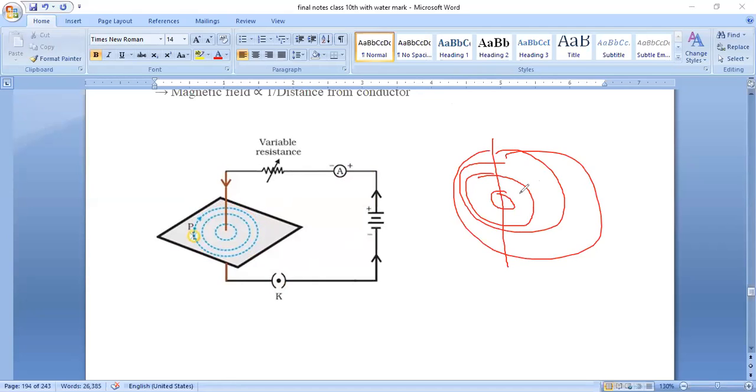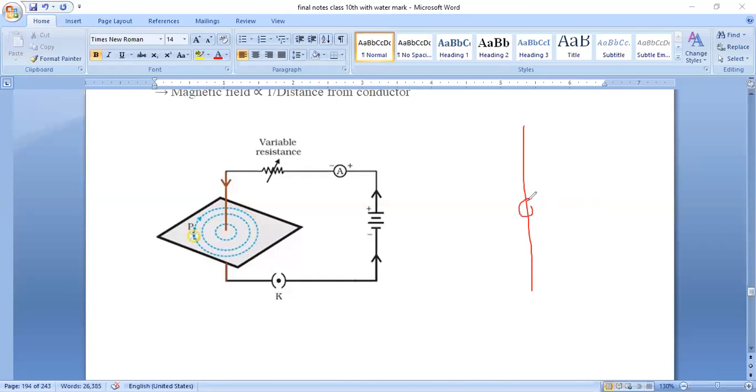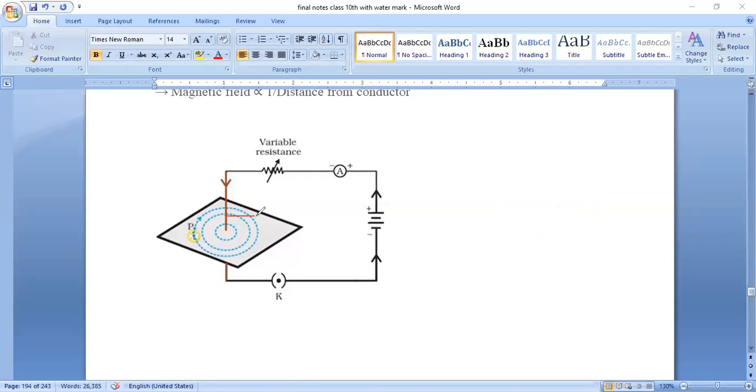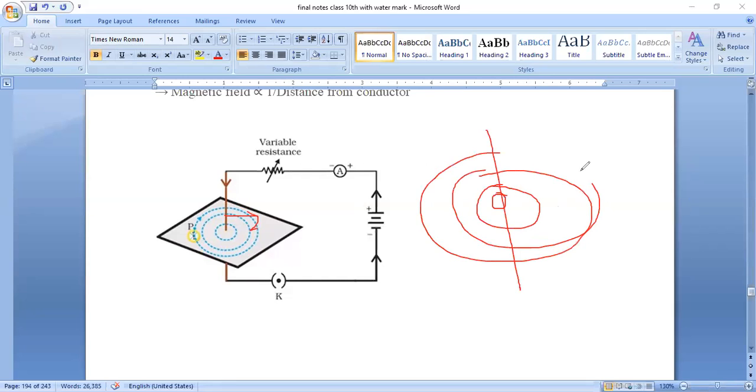This is the field. So this is one field line, second field line, third field line, fourth field line. So when a straight conductor is there, how will the field be? The field will be in concentric circles. When you move away from the conductor, the concentric circles will become big.